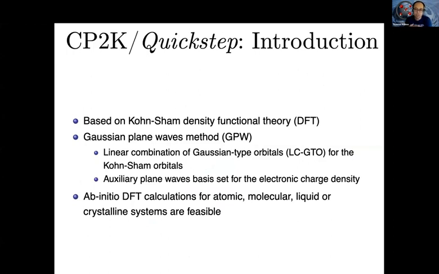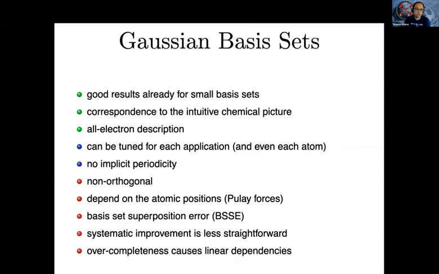What I'm mainly talking about is the main engine, which is the DFT part, the so-called QuickStep code. This is the implementation of the so-called Gaussian plane wave approach, a combination of Gaussian type orbitals to represent the Kohn-Sham orbitals. We also make use of an auxiliary plane wave basis for the electronic charge, in particular to allow for periodic calculations. This really allows CP2K to do electronic structure calculations and ab initio MD for all sorts of systems, from gas phase and molecular systems up to liquid and condensed phase systems. So you can use all sorts of periodic boundary conditions as you wish.